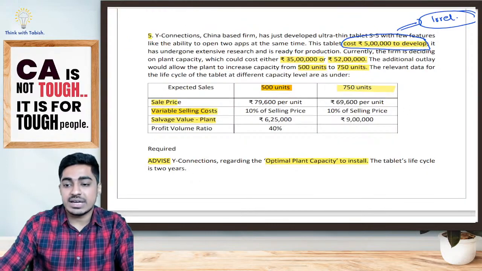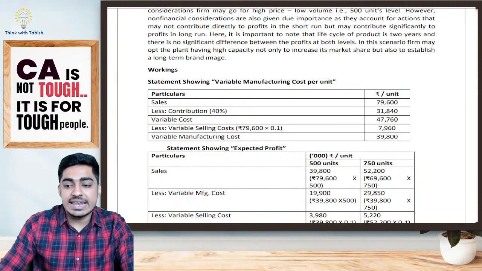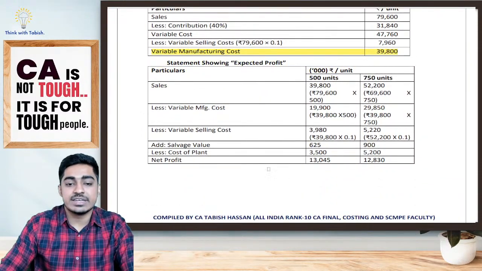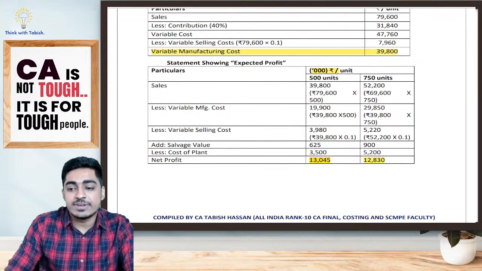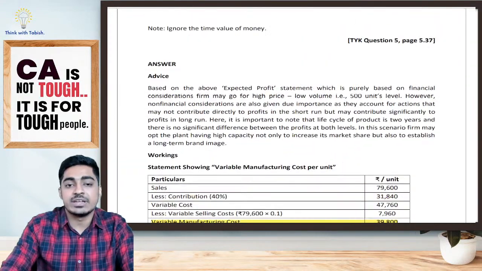Look at the answer. Firstly, we have made all the calculations. Variable manufacturing cost calculation we have done here. Profit, they have calculated in terms of thousands. So they are telling 1 crore 30 lakh 45,000 and 1 crore 28 lakh 30,000. Same thing we have done. And what is the advice they are giving? They have written a paragraph, we have split it down.